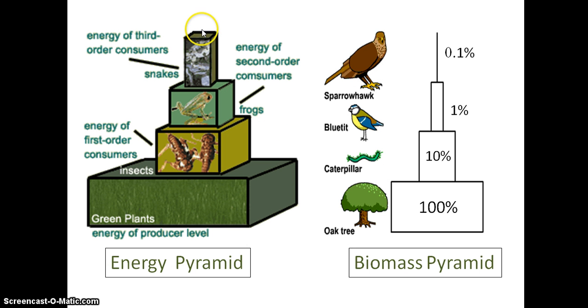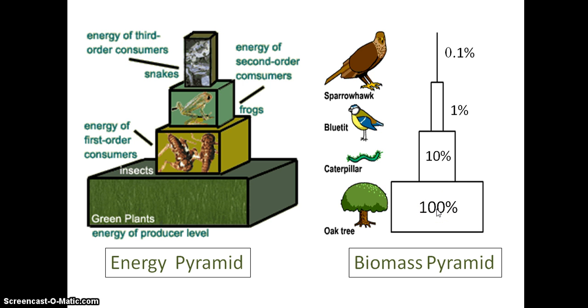So let's look at an example of this. Here you have an energy pyramid. What you should see is that the grass has a lot of energy available to it. And then you would have the insects, which would be the first order or primary consumers. They have less energy. And then you would have the energy of the second order consumers, or the frogs. And finally, you would have the energy of the snakes, or the third order consumers.